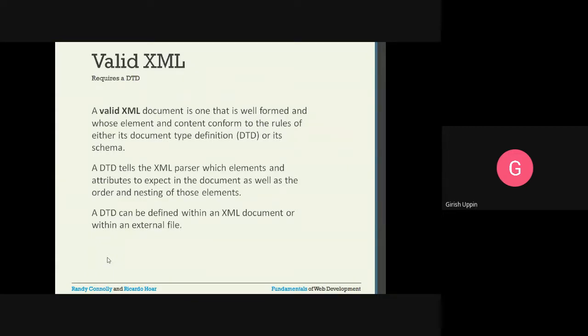If the structure of the XML is not proper, or something else is present in there, then we cannot process it. Before processing that XML, we have to parse it. Once the parsing is successful, then only we can consume that particular XML. And that parsing can be done using the document type definition or by having the schema. A DTD tells the XML parser which elements and attributes to expect in the document, as well as the order and nesting of those elements.